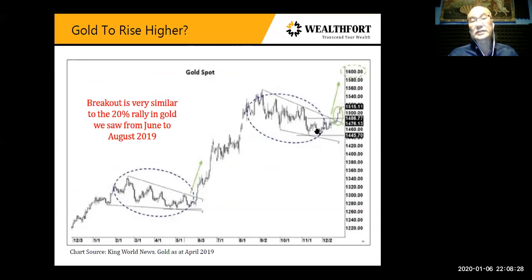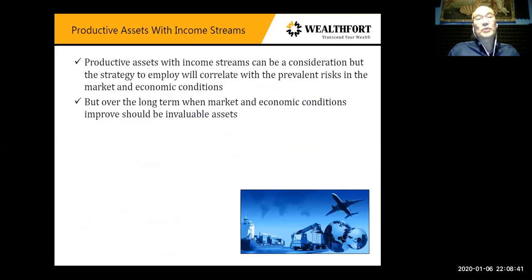So this chart was done about a week ago, and it's already showing that gold is on a breakout and could see an emergence of a similar rally between June to August 2019. So for a productive asset with an income stream, you can consider it, but then you need to have a strategy to employ, which will correlate with the prevalent risk in the market and economic conditions. But over the long term, when market and conditions improve, they should be invaluable assets.